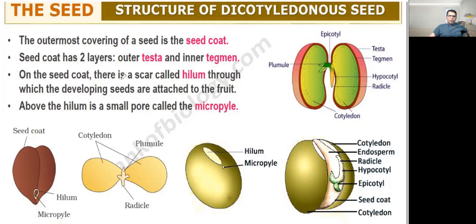On the seed coat there is a scar called the hilum, through which the developing seeds are attached to the fruit. Above the hilum is a small pore called the micropyle. So this is the hilum and this is the micropyle.